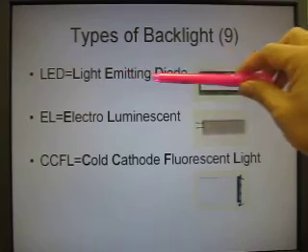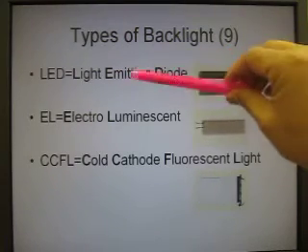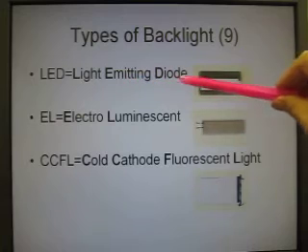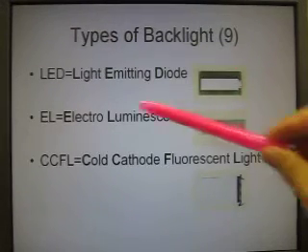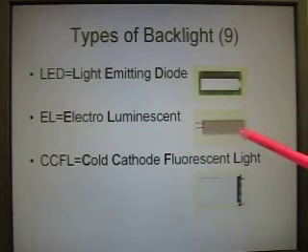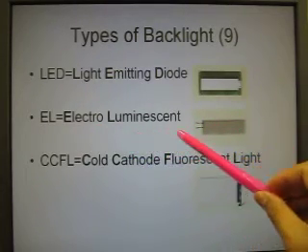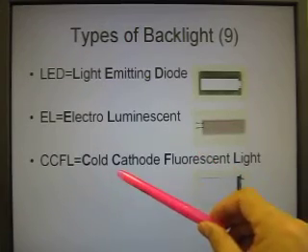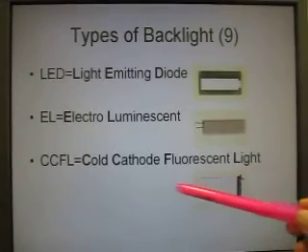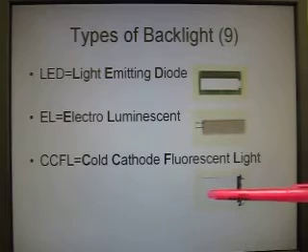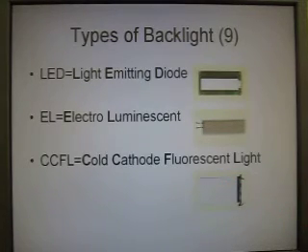What is the LED backlight? LED means light emitting diode. Actually, it is a booming technology. For EL display, the picture looks like this. It is electroluminescence. CCFL is a cold cathode fluorescent light. Actually, this kind of CCFL is pretty much like the light bulb we use in the office. It is a white one. But right now it is rarely used in LCD.